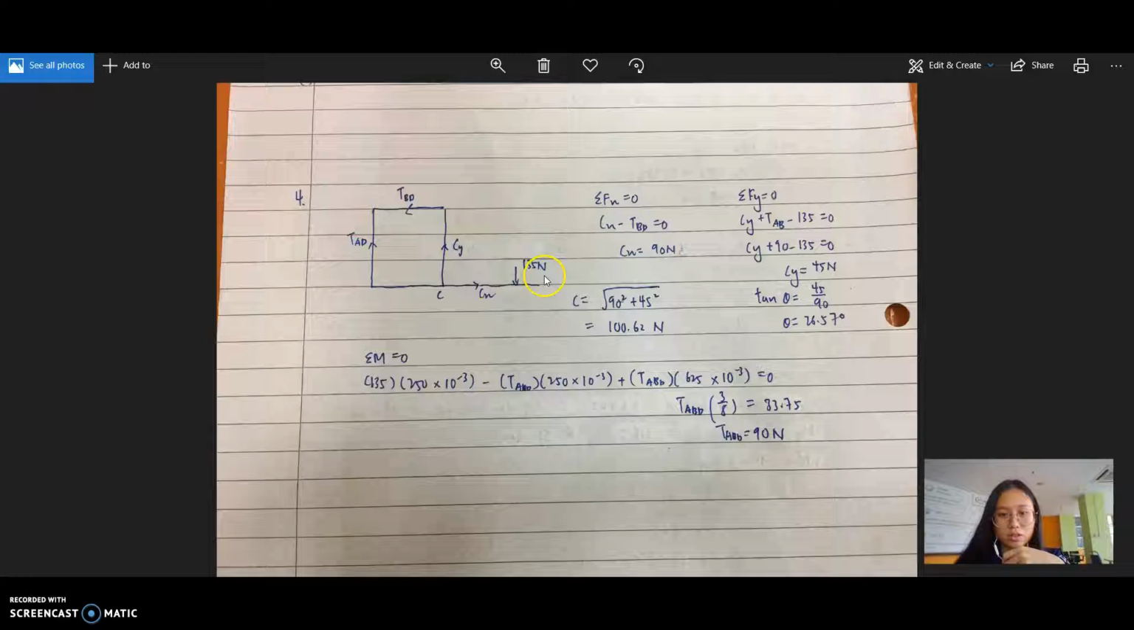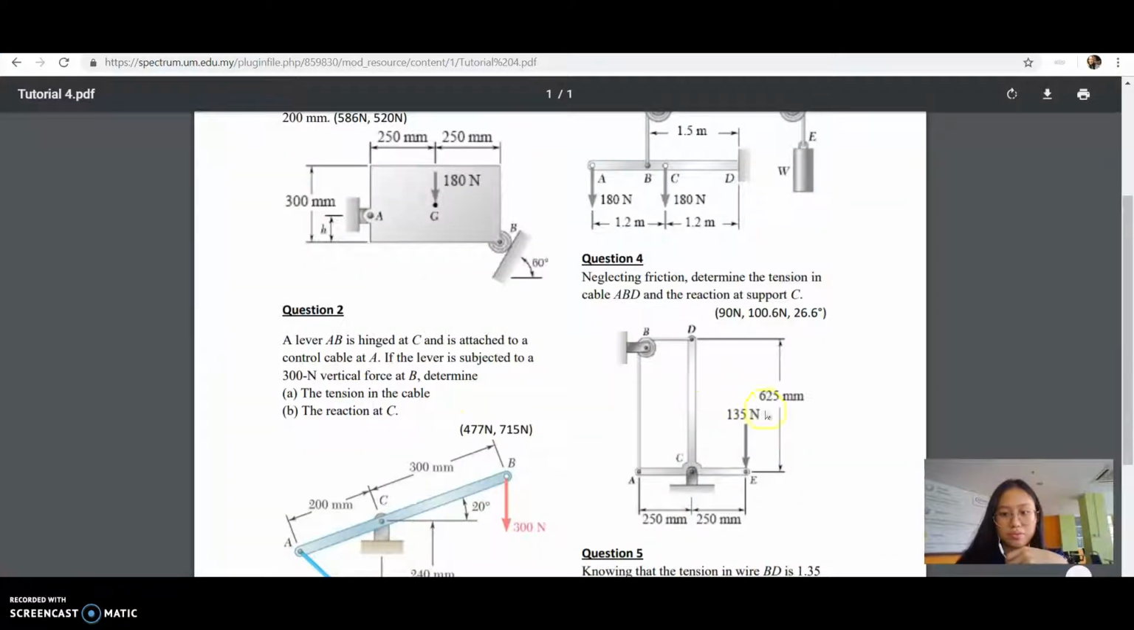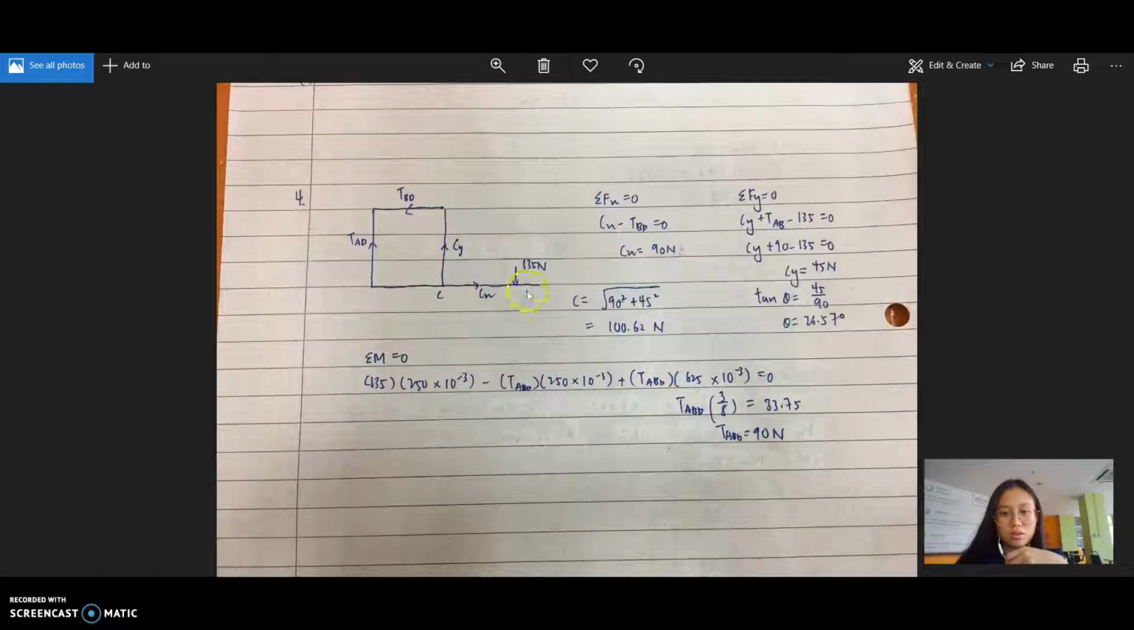First I draw a free body diagram of the reaction. Here is C, and because it is supported here, there are two reactions, Cx and Cy, and the tension is right here, and this 155 Newton is the force here. The working is quite easy. At first you write summation of moment equals 0, summation Fx equals 0, and summation Fy equals 0, and then you can solve all the reactions.